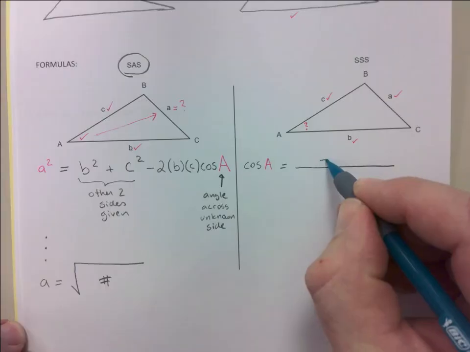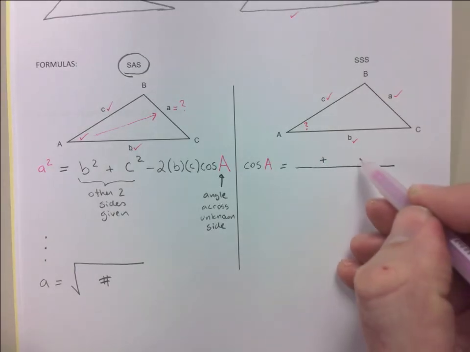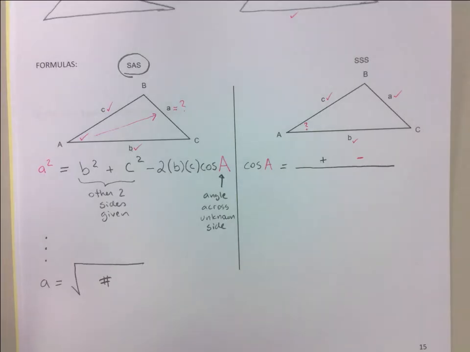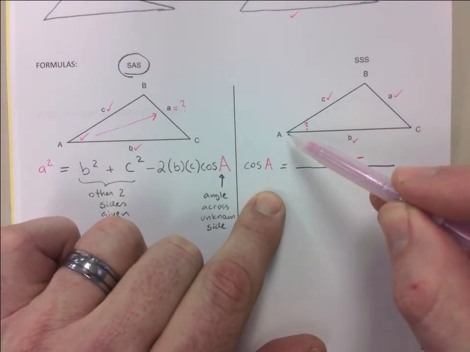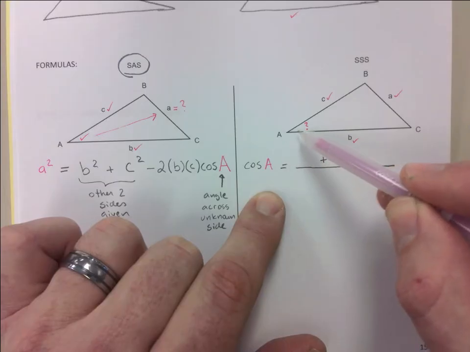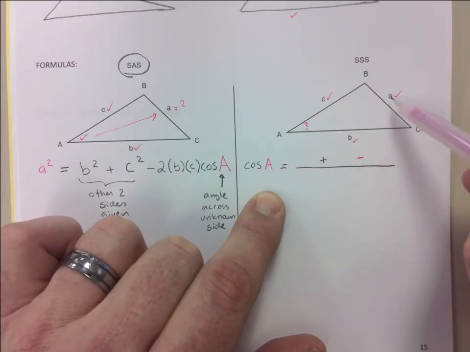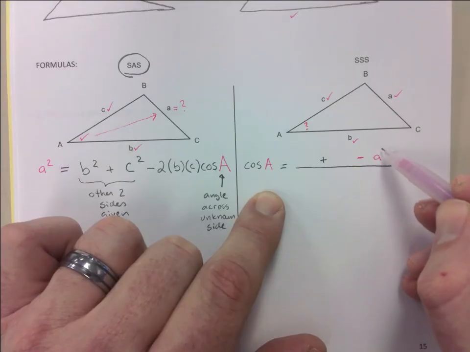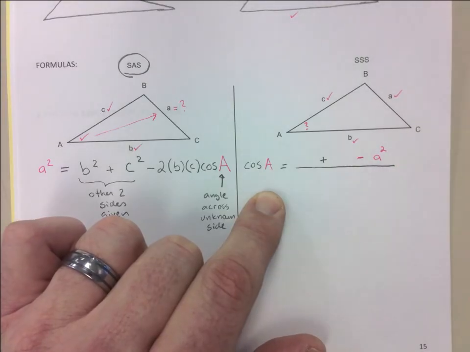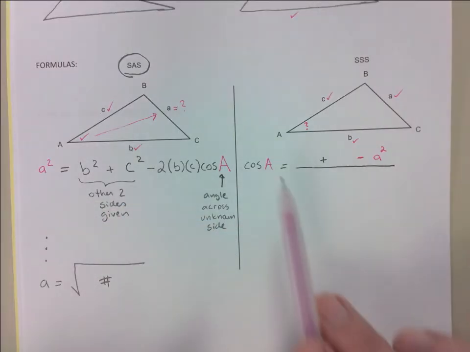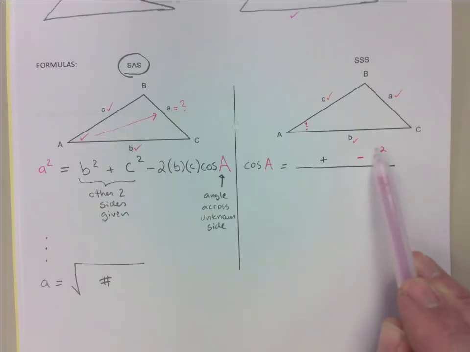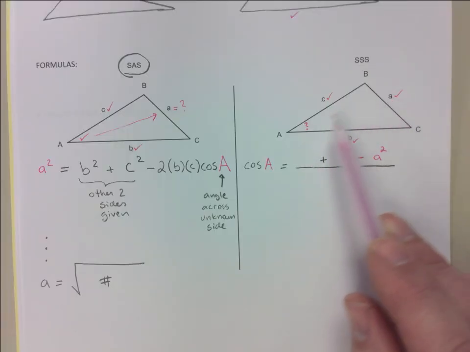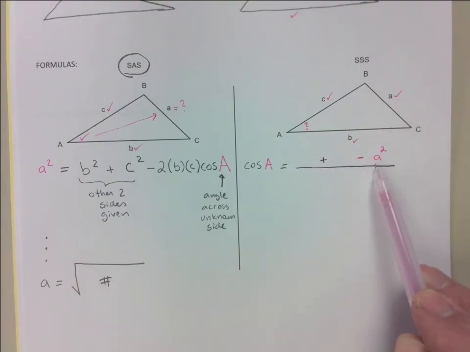There's going to be a plus and a minus. And the trick is to make sure that out of all three sides, if you want to solve for this angle, which is angle A, you're going to have to take this side, in my case A, square it, and put it at the back. So if you're trying to solve for angle A, make sure that whatever is subtracting is the side across that angle. That is the key.